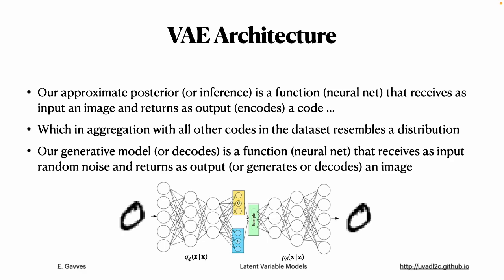So we have the inference model. It's called approximate posterior because it approximates the true posterior, the P of z given x. The generative model decodes, so it's a neural network. And what does decode mean? That if I have as input a noise variable, a sample from my latent distribution, then I should generate something meaningful.